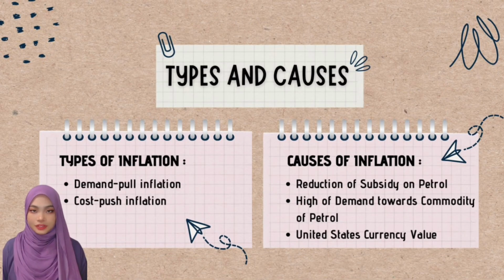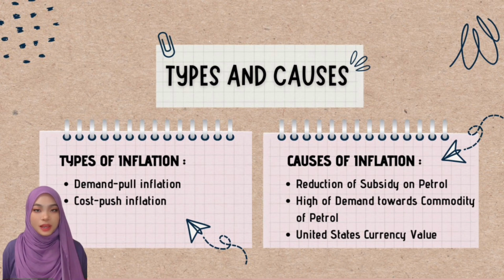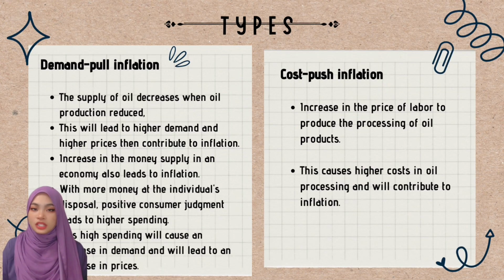Hi, I'm Wan Arifah. I would like to explain the types and causes of inflation. For the types of inflation, we have two types, which are demand pull inflation and cost push inflation. For the causes of inflation, we have three causes, which are reduction of subsidy on petrol, high demand towards the commodity of petrol, and United States currency value. For the next page, we can see the demand pull inflation.